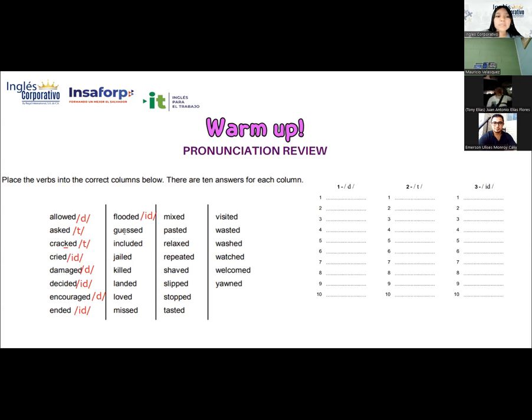Inundar. This one? Yes. T. Guessed. Yes. This one? Yes. Included. ID. Very good. Next. Encarcelado. Jail. It is letter D. Jailed. Excellent. What about this one? Letter D. Killed. Yeah. What about this one? ID. Landed. Excellent. Landed. Aterrizado. Aterrizar. Land.